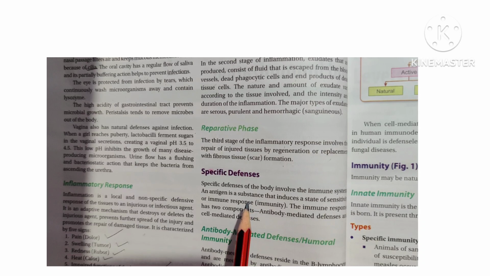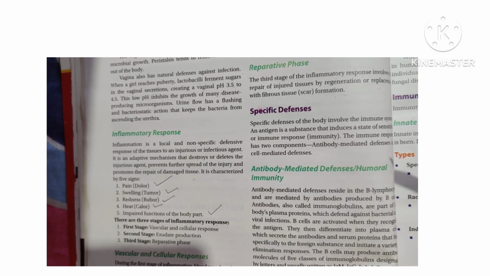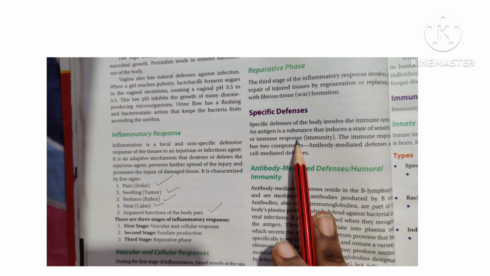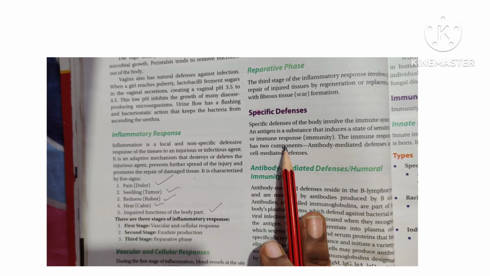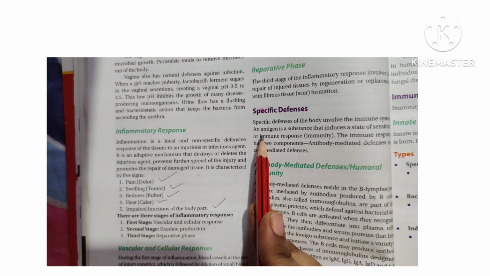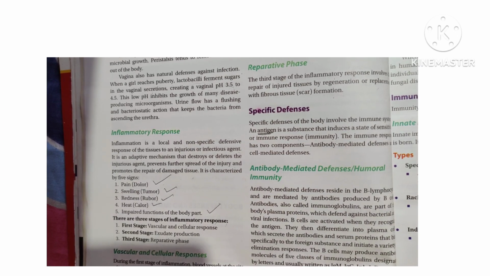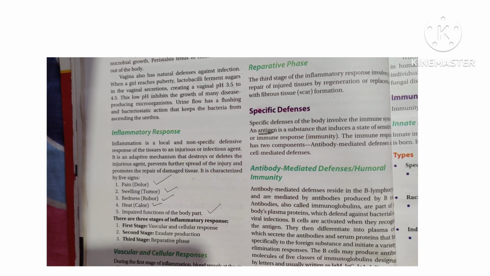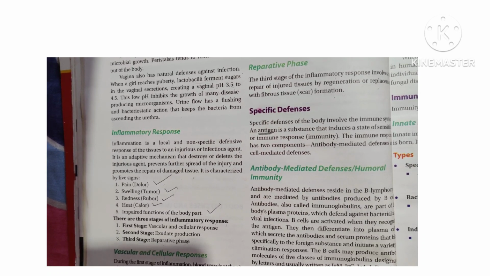Next we will move on to specific defenses. Specific defenses of the body involve the immune system. An antigen is a substance that induces a state of sensitivity or immune response, that is immunity. What is an antigen? Any material or any foreign body or any infectious agent which is going to activate the immune system to produce an antibody. This is called specific defense.